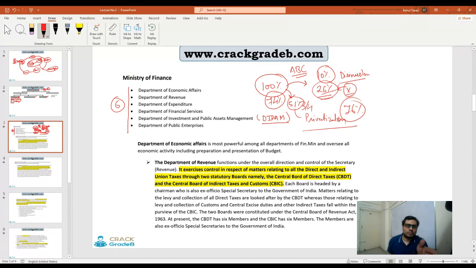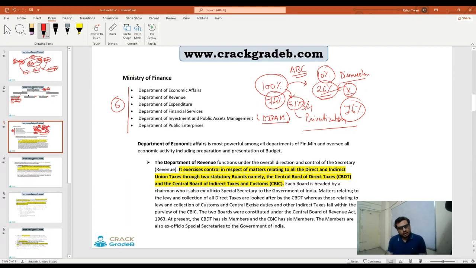So this process was generally started in the last decade of the 20th century, and at that time the government created a separate Ministry of Disinvestment. However, when that government fell and in 2004 the UPA government came into power, they reduced the role of the ministry and made it a Department of Disinvestment under the Ministry of Finance, right? And the name was carried even till 2014.